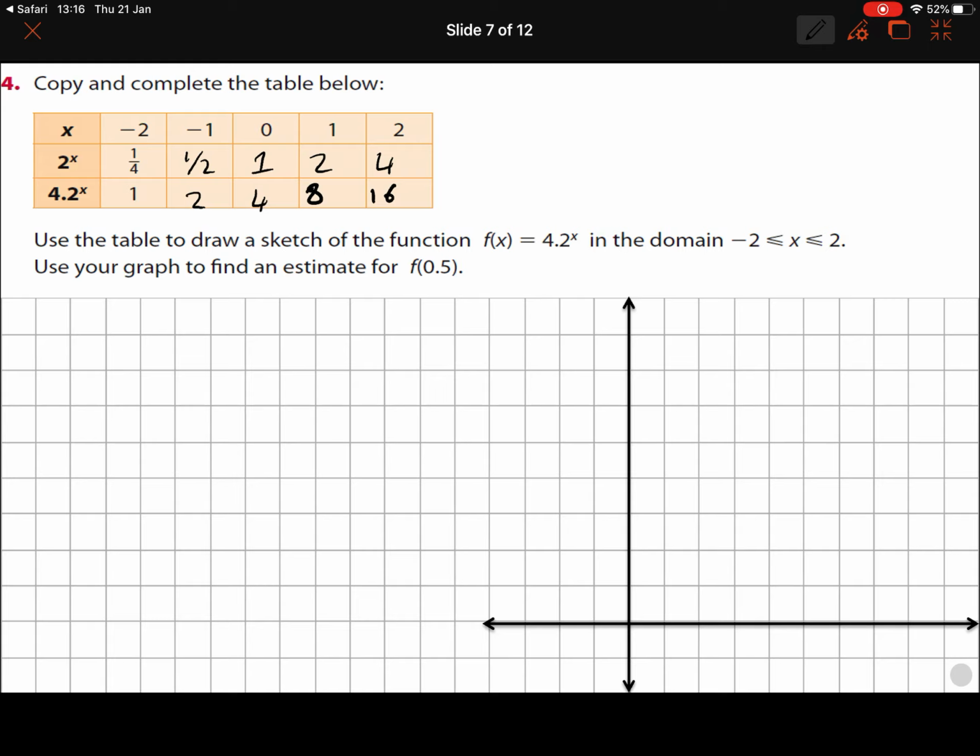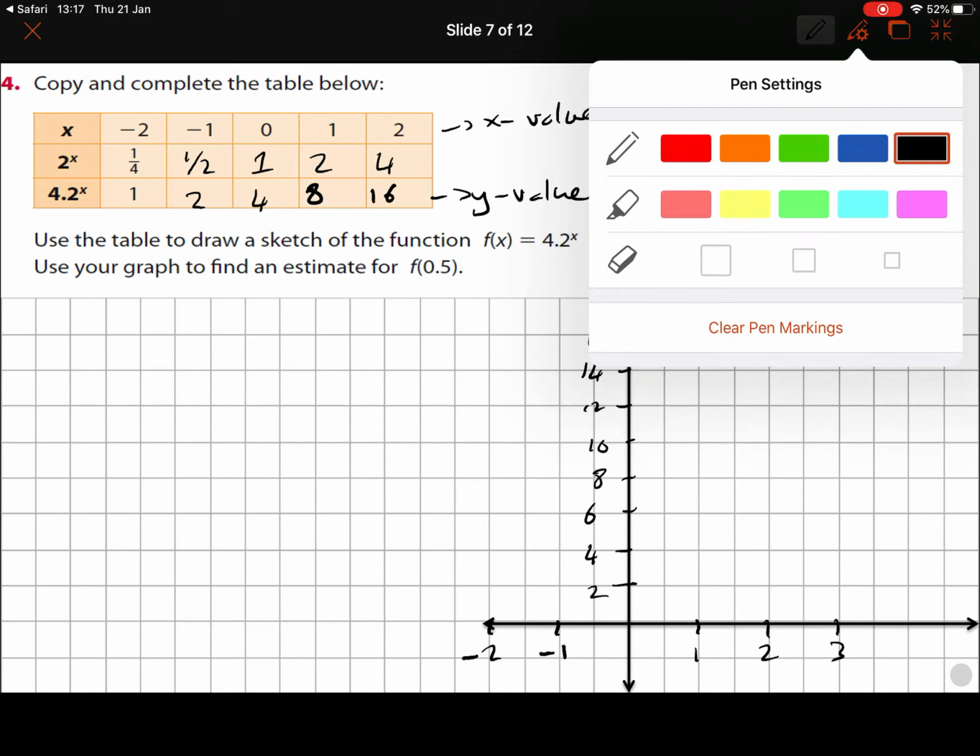So on the x-axis there, I need to go as far across as minus 2 and then 2 here. I'll just go 3. And we need to go up there as far as 16. So remember, these are your y values. These here are your x values. So you need to go up as far as 16. So I'll probably go up in 2s. So 2, 4, 6, 8, 10, 12, 14, 16.